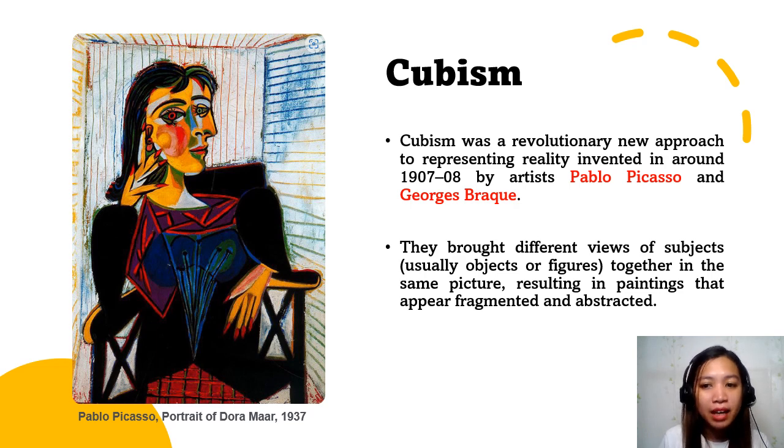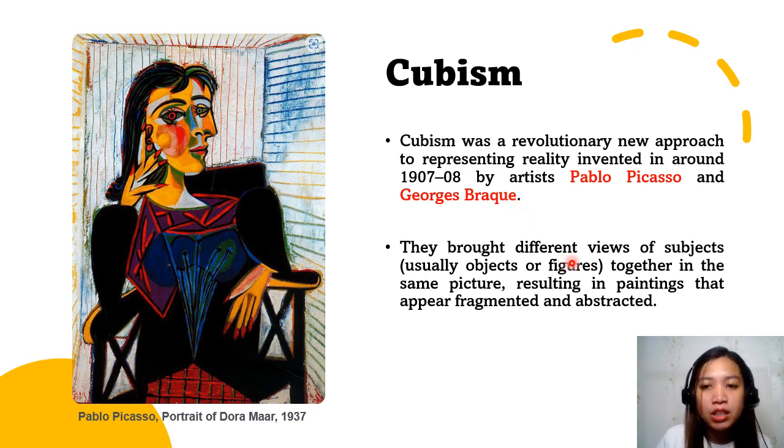So the next subcategory of abstract art is Cubism. Cubism was a revolutionary new approach to representing reality, invented around 1907 to 1908 by the artists Pablo Picasso and Georges Braque. Pablo Picasso is one of the most popular artists around the world, and his art is usually abstract. Usually, his style is Cubism.